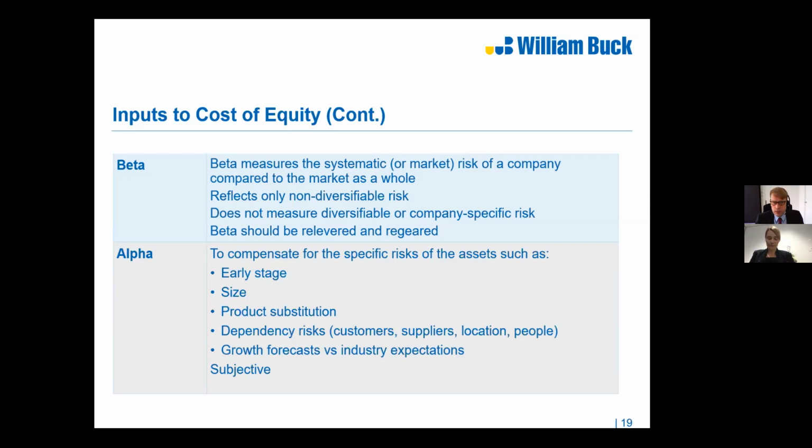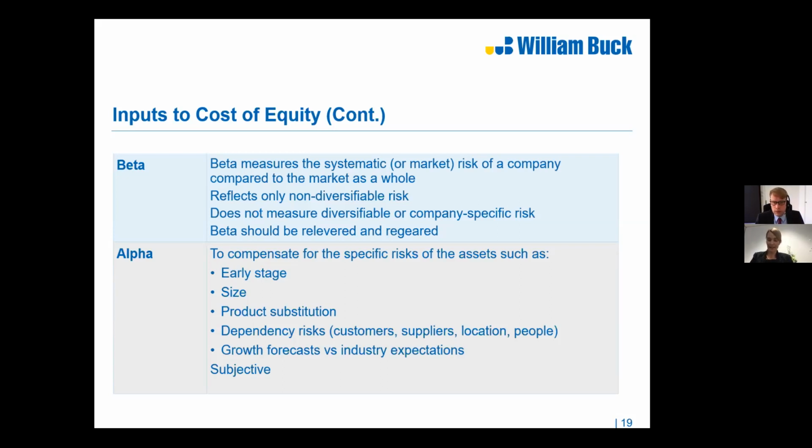So the alpha factor is probably the most highly debated and highly subjective area in calculating a company's cost of equity. There are particular things that we would adjust for and consider in terms of the alpha. So you've got the size, the stage that the company is at, and then company-specific risks in terms of customer reliance, supplier reliance, location, people. And the other thing, for example, if a business is forecasting growth rates that are much higher than the industry is expecting, we normally expect the alpha factor to consider some of the risks in the forecasts that are higher than the industry.